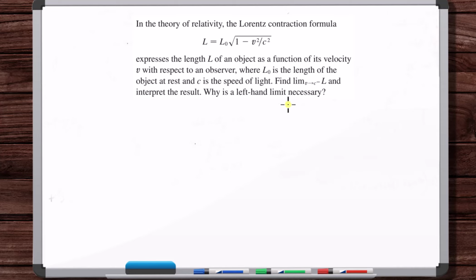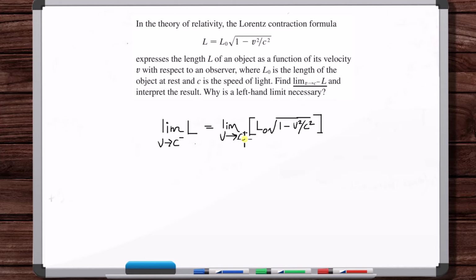Okay? So first, this question asks us to find this limit. The limit as the velocity of the object approaches the speed of light from below of L, which is the length of the object as viewed from an observer. So the limit as the velocity of the object approaches the speed of light from below of L. Okay, so this is 1 minus. All right, so let's do this limit.